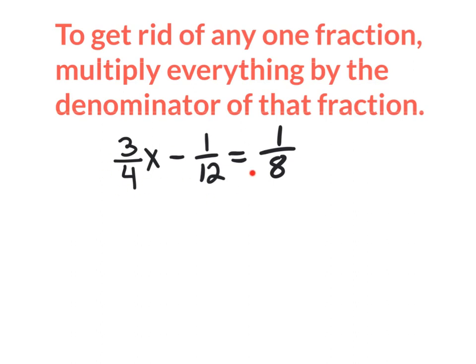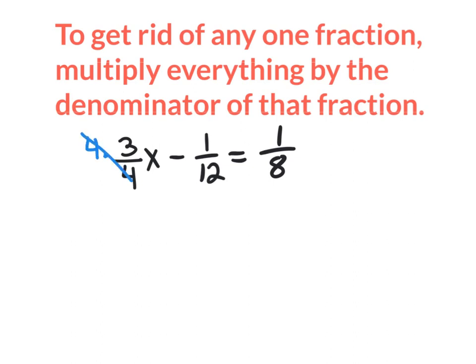So we have this equation right here. Let's say I wanted to get rid of this 4. Right? Well, what is this 4? What does it really mean? It means divided by 4. So if I don't want a divided by 4, I just do the opposite of dividing by 4, which is multiplying by 4. Okay? And that'll cancel it out.